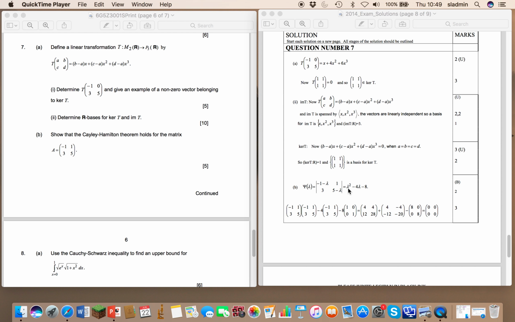Now instead of lambda, we substitute the matrix A. So here is A squared minus 4A, and then take away 8. There's no constant, you can't really just have minus 8 as a matrix, so we multiply this by the identity matrix. And if you work out all of this, then we do get (0, 0, 0, 0), which is the zero matrix. So this matrix does satisfy its own characteristic equation. And that concludes the solutions for question number 7.